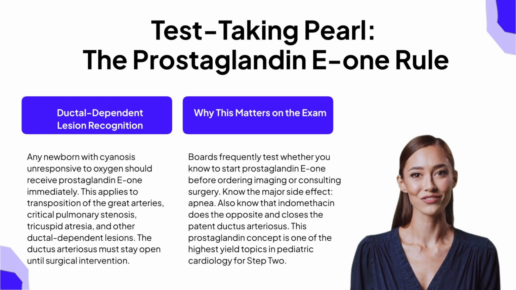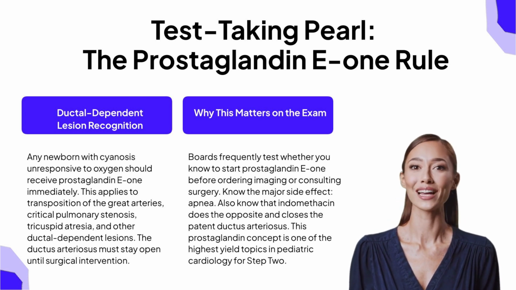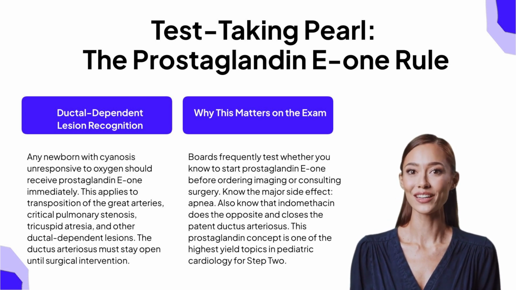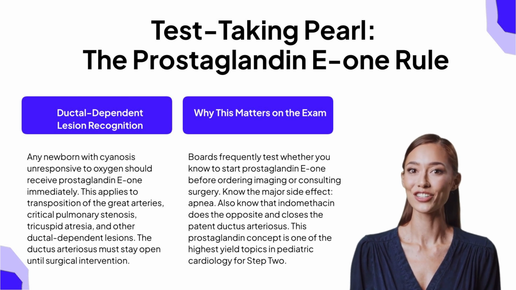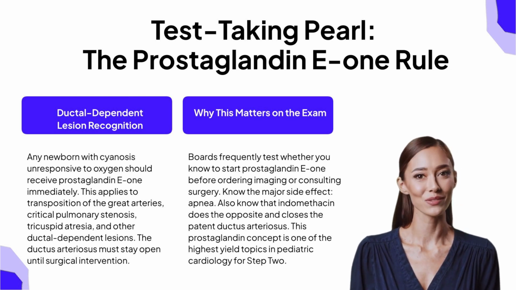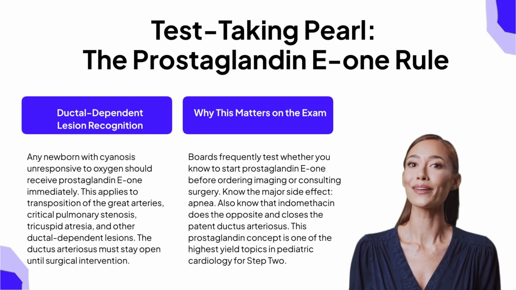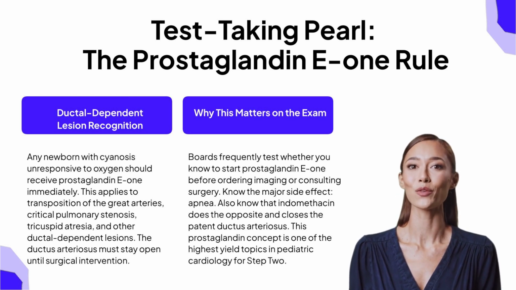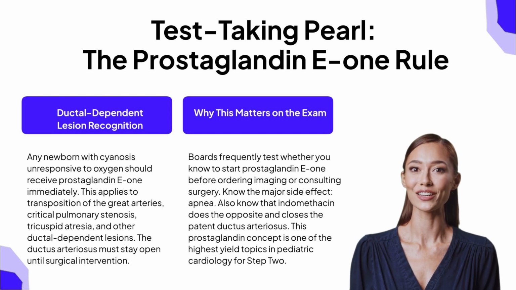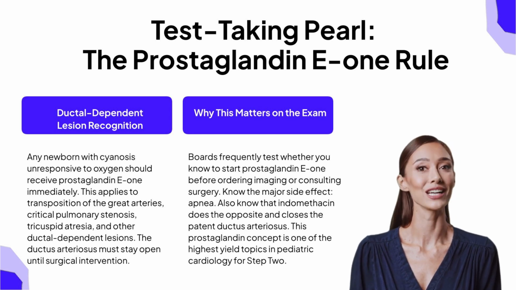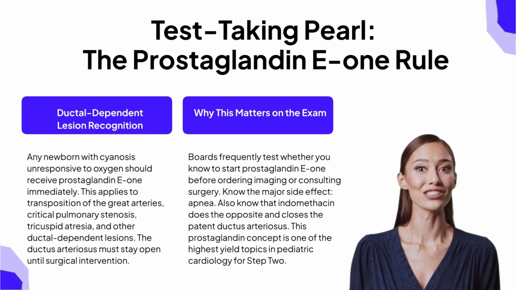Know the major side effect of prostaglandin E1, which is apnea, so these infants need to be monitored closely. Also know that indomethacin does the exact opposite and closes the patent ductus arteriosus. This prostaglandin concept, where E1 opens and indomethacin closes, is one of the highest yield topics in pediatric cardiology for Step 2. Commit it to memory.